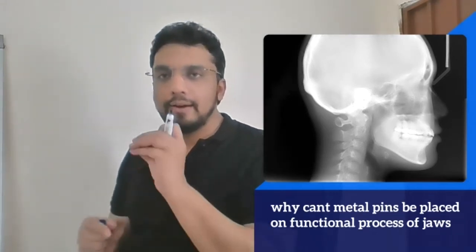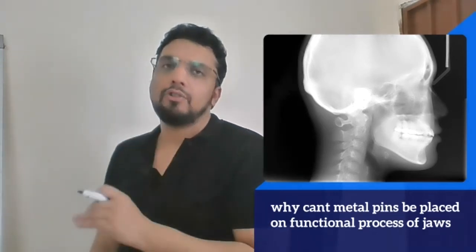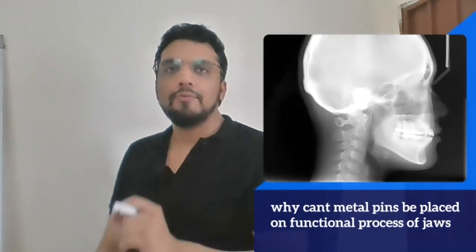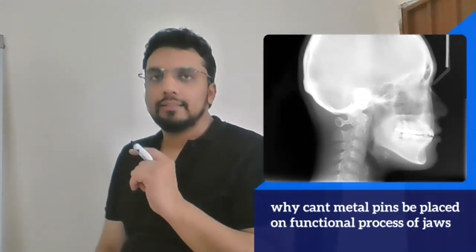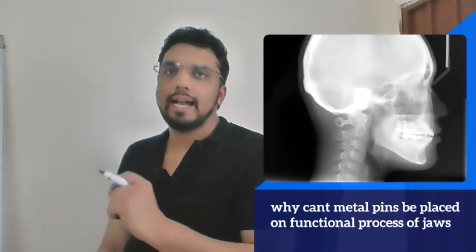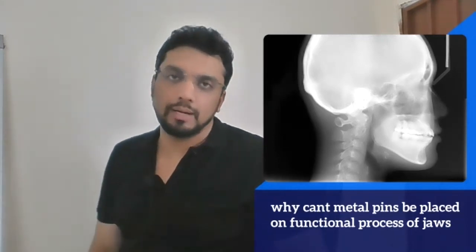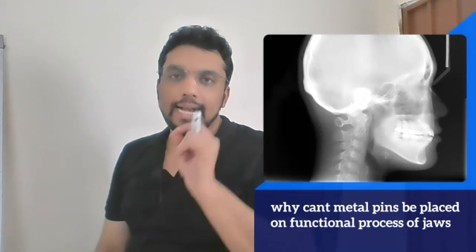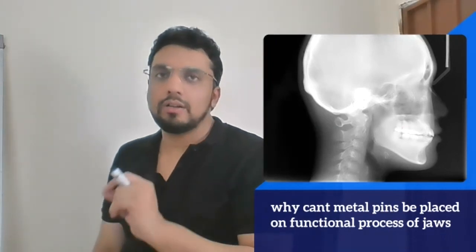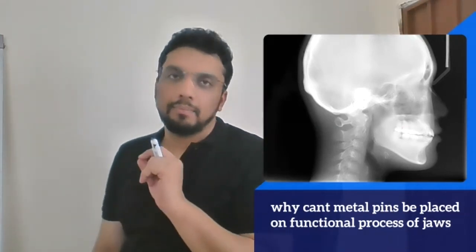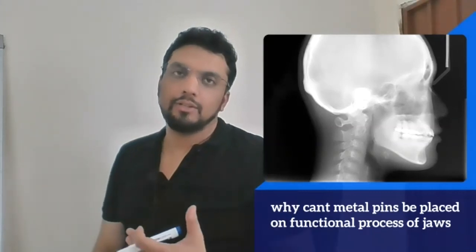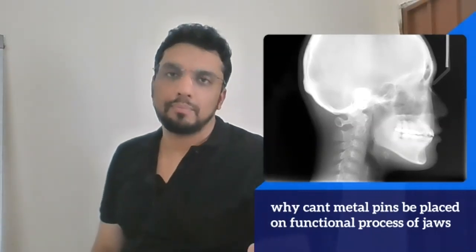That's why we have to skip the part of the functional matrix theory, and we need to select those areas of the bone that are unaffected by the muscular activity of the surrounding muscles. So that is the reason we cannot place the pins that are studying the growth rotation in the functional processes of the jaw.